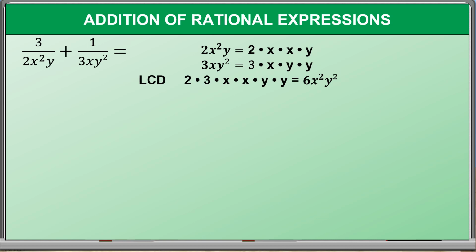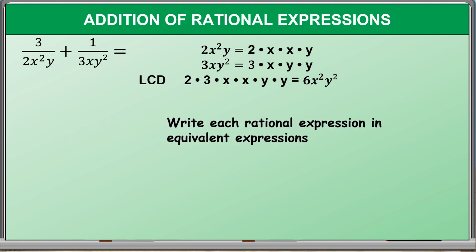Yung 3xy squared rather, we have 3 times x times y. Tapos, kunin lang natin yung 2 times 3 niyan, yung numerical coefficient niya. So, 2 times 3 will give you 6. Teacher, bakit x squared, y squared? You just get the highest exponent. Yung literal coefficient with highest exponent. So, that means x squared and y squared. So, that's why, meron na tayong LCD na 6x squared y squared.